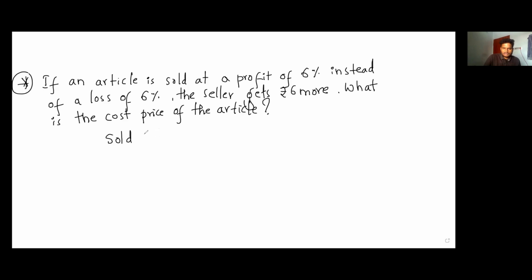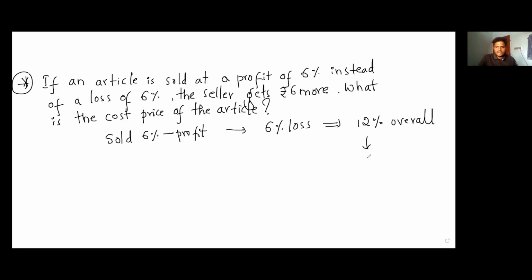6% is profit, 6% profit, instead of 6% loss. Matlab plus 6 and minus 6. What is the overall difference? Overall difference is 12%. Yes or no? 6% ahead and 6% back, together it is 12% overall. 12% overall is bringing how much extra money?